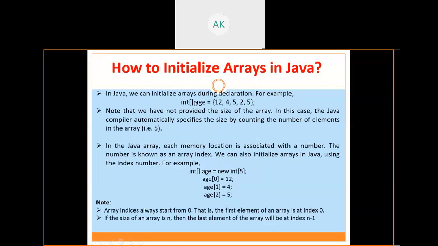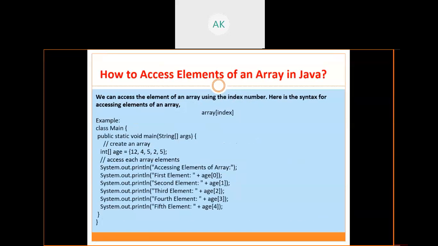and we can also initialize the array in Java using the index number. As I told you, this 12, 4, 5, 2, 5 will be stored in the respective memory locations. Index 0 will have 12, index 1 will have a 4, likewise. At each index we will have a new value. The array indices always start from 0, that is, the first element of an array is at index 0. If the size of the array is n, then the last element is, but obviously, n minus 1, because we start from 0.